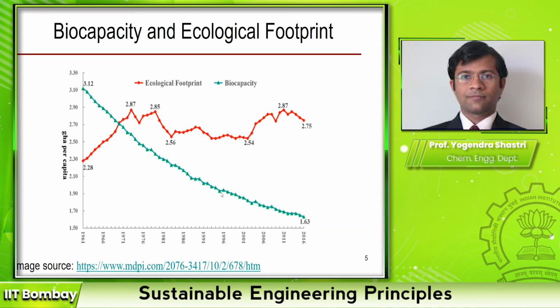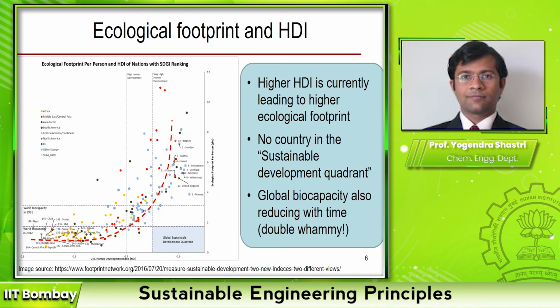Eventually, we want this green line to be above the red line. That means you either reduce the ecological footprint significantly, or you reduce the ecological footprint and at the same time start increasing the biocapacity. This could be done by land conservation, protecting resources, and so on. So this figure very nicely captures the significant challenge that we have in ensuring that our resources are consumed in a sustainable manner. The other issue is, how does ecological footprint compare with the Human Development Index?